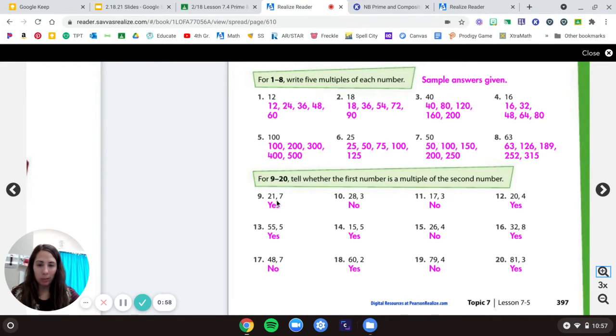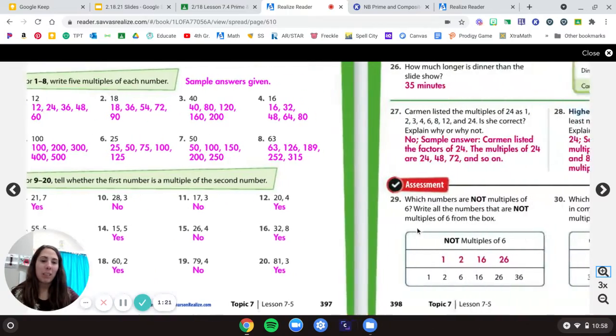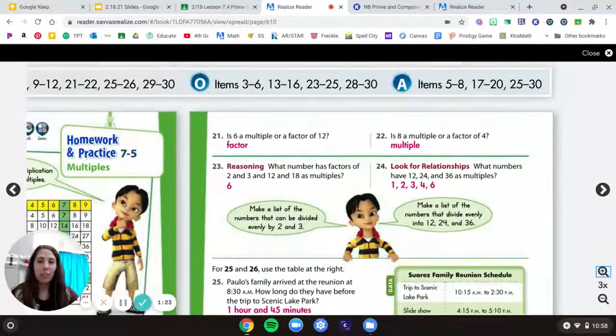So when we did number 9, if we go through our multiples of 7, we would land on 21. For number 11, if we go through our multiples of 3, we will never land on 17, so that's a no. 13 is a yes, 15 is no, 17 is no, and 19 is also no. Then on the back, you had just 3 problems.